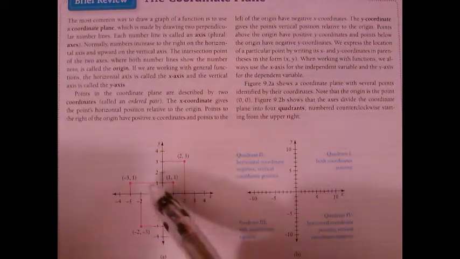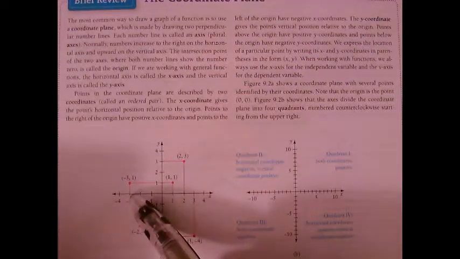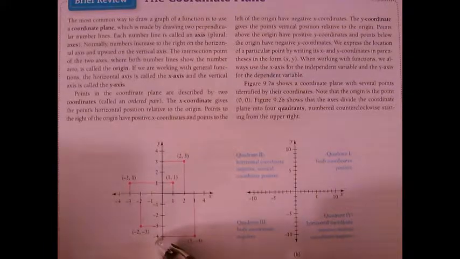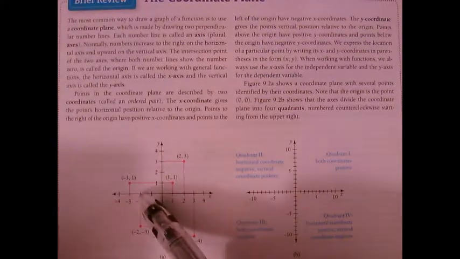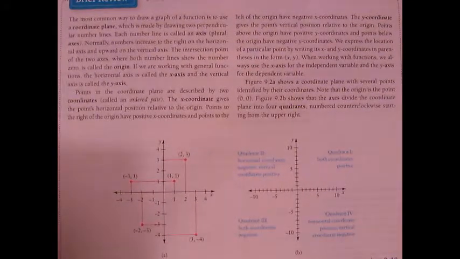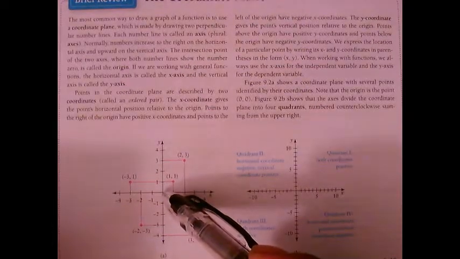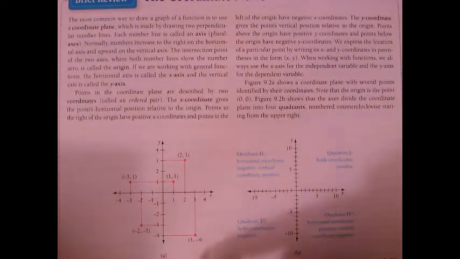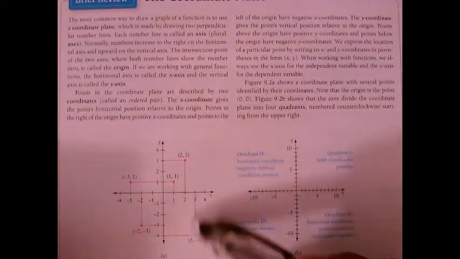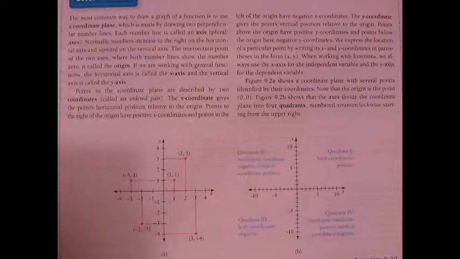For (-3, 1), we start at the origin, go to the left 3, and up 1. And for (-2, -3), we go to the left 2 because it's a negative 2, and we go down 3 because it's negative 3. And then for (1, 1), we start at the origin again, go to the right 1 and up 1. And for this last one, (3, -4), we go to the right 3 and down 4. Because 3 is positive, we go to the right. The 4 is negative, we go down.